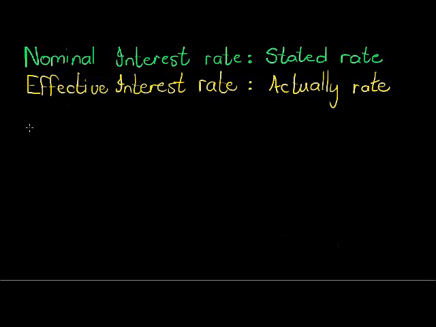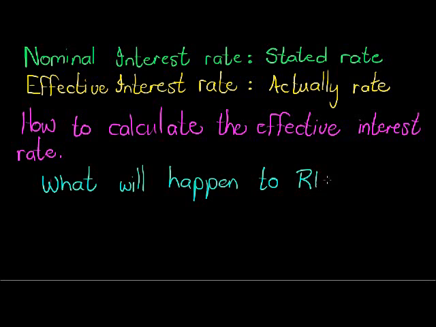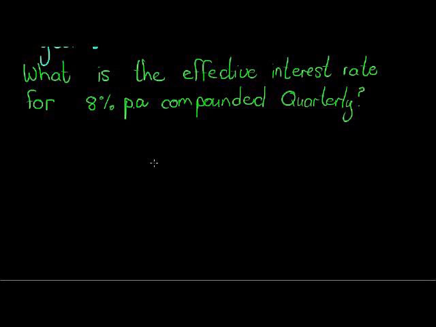All I need to do is ask the following question. What will happen to 100 Rand in 1 year? The answer you get will give you the effective interest rate. Let me show you one example. What is the effective interest rate for 8% per annum compounded quarterly?